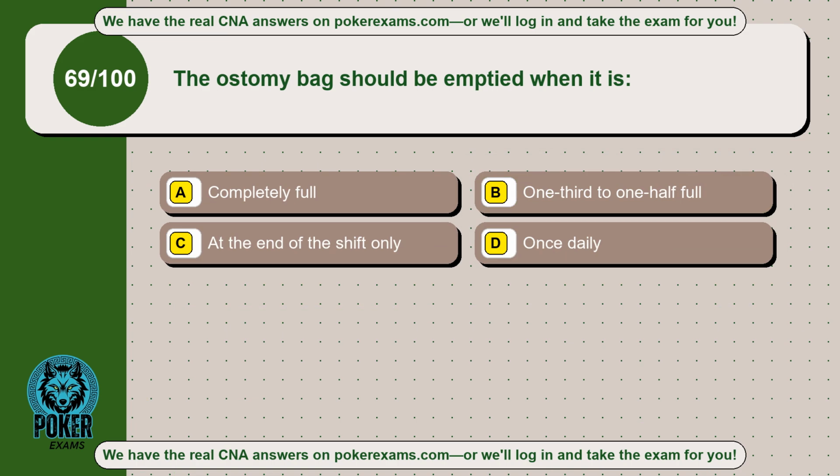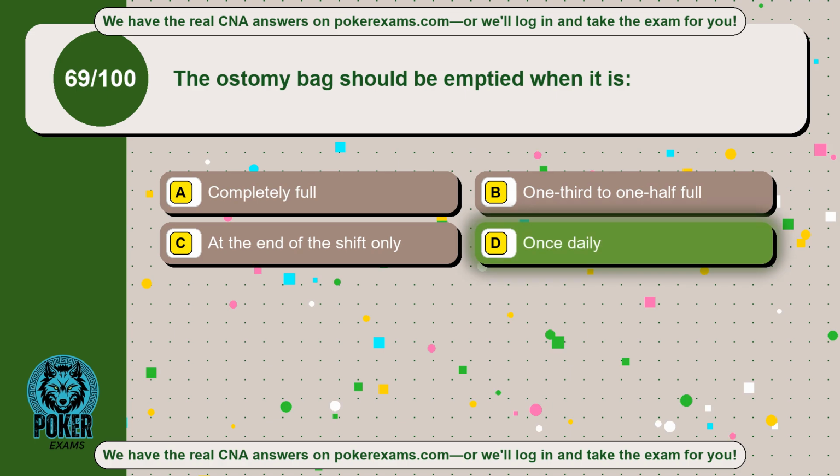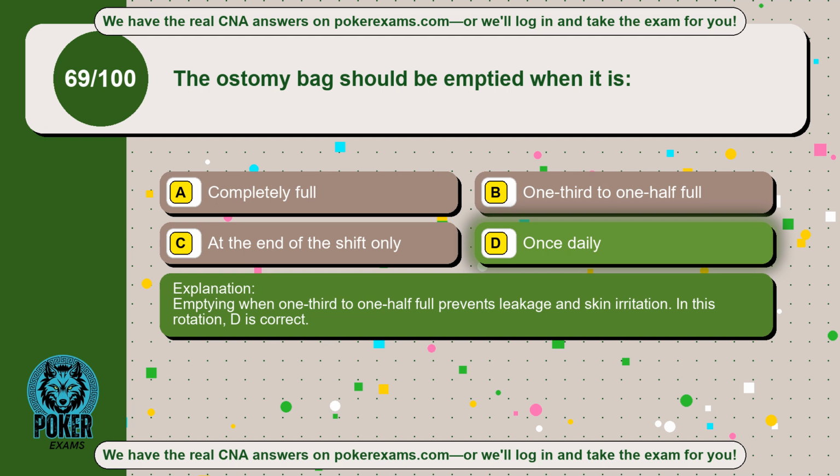Question 69. The ostomy bag should be emptied when it is: Option A, completely full. Option B, 1/3 to 1/2 full. Option C, at the end of the shift only. Option D, once daily. The correct answer is option D, once daily. Emptying when 1/3 to 1/2 full prevents leakage and skin irritation. In this rotation, D is correct.